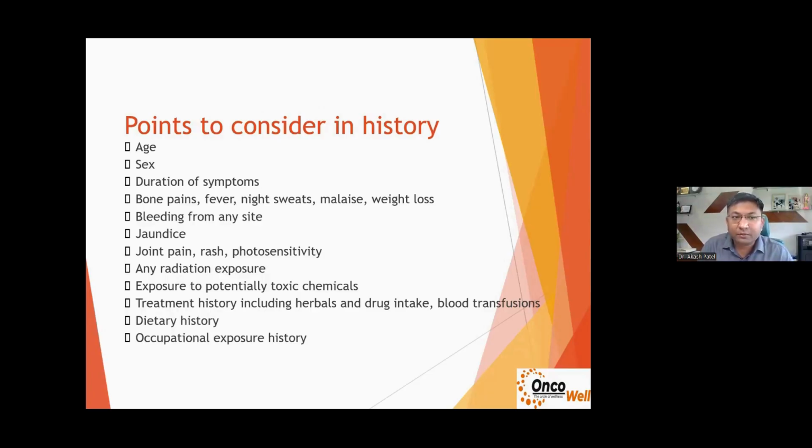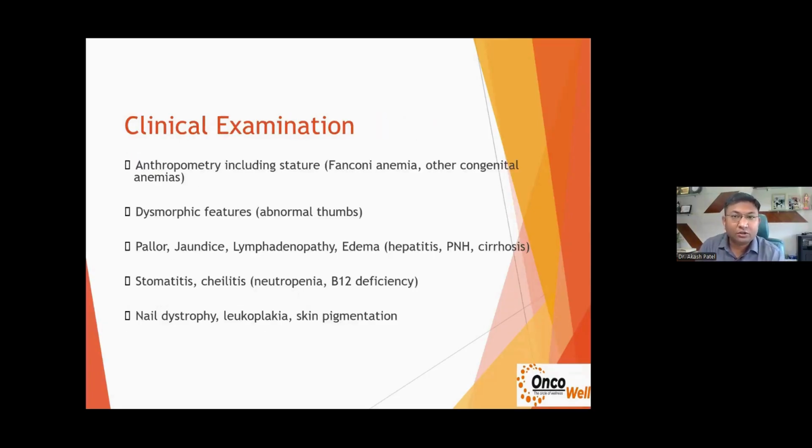The duration of symptoms, the history of bone pain, fever, night sweat, malaise, weight loss, bleeding from any site, jaundice, joint pain, rashes, any radiation exposure or exposure to toxic chemicals, any drug intake or blood transfusion history, dietary history, and occupational exposure are also important.